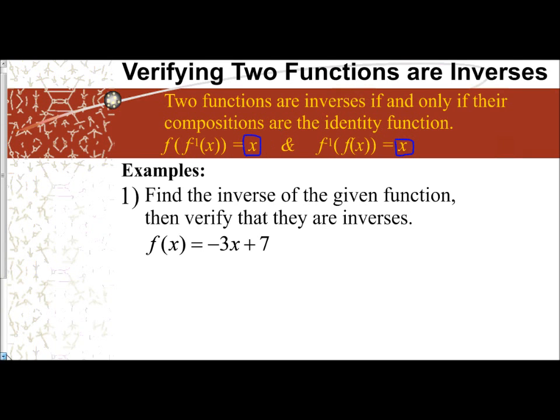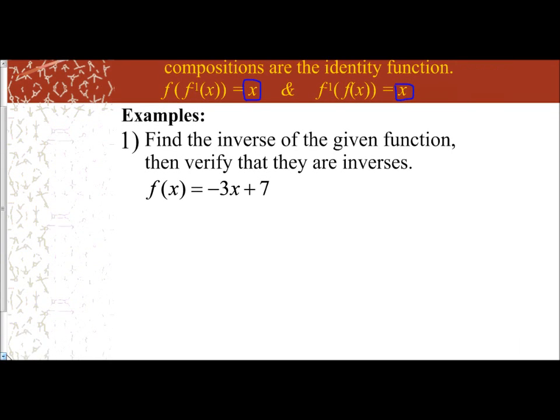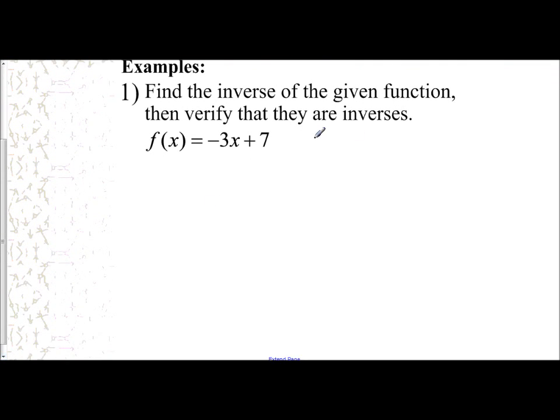So in the first problem, I'm asked to find the inverse and then verify it is the inverse. So remember, to find the inverse, you switch the x and the y variables and then solve for y. So f of x is another way of saying y equals, so we have switched the x and the y, x equals negative 3y plus 7. Well, I would subtract 7, x minus 7 equals negative 3y. Divide everything by negative 3, and so y equals x minus 7 over negative 3.